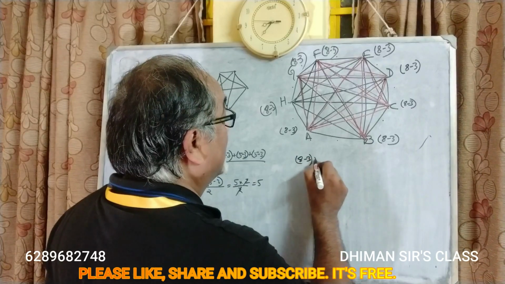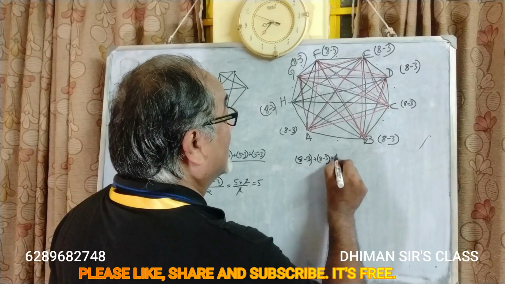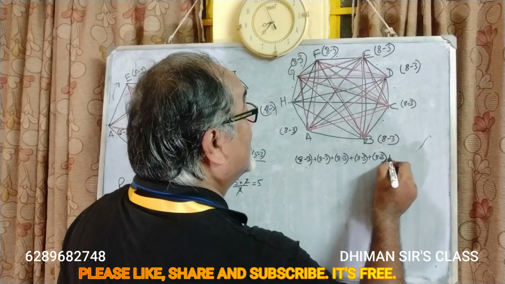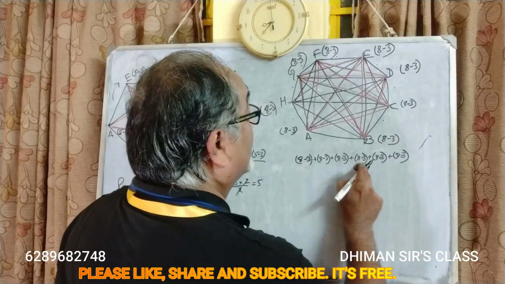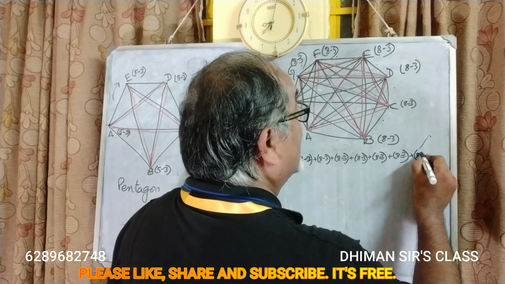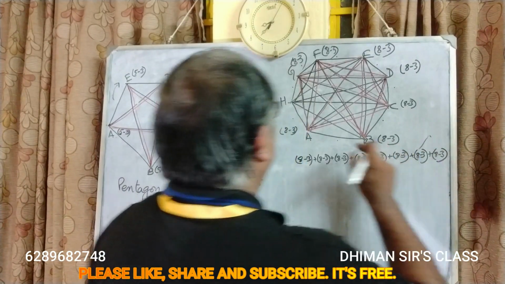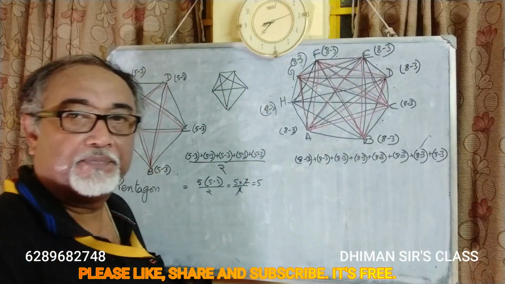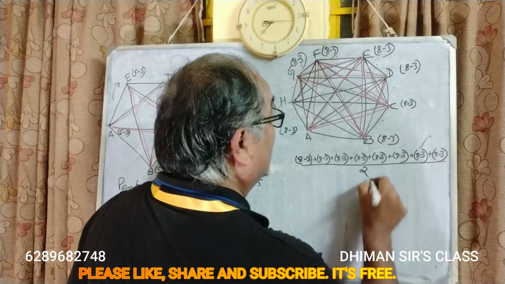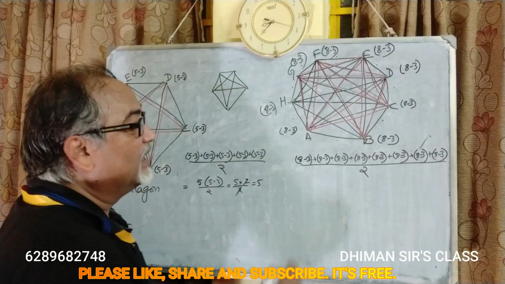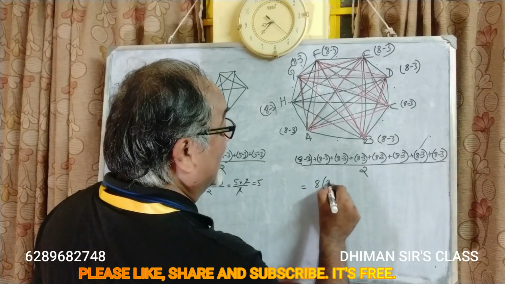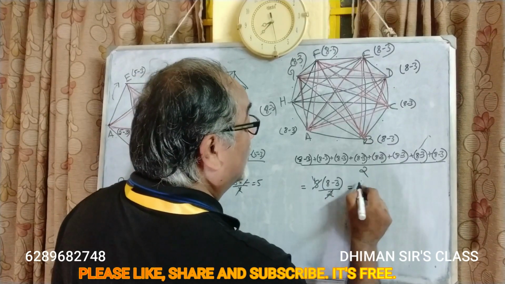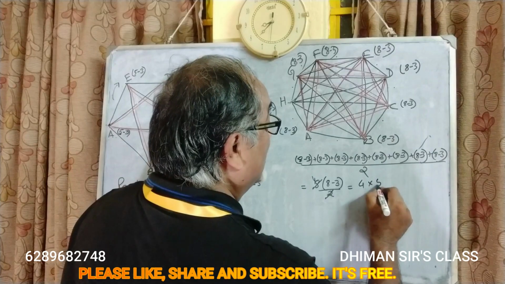8 minus 3 plus 8 minus 3 plus 8 minus 3, and so on, for each vertex: A, B, C, D, E, F, G, H. That is 8 times 8 minus 3. Each diagonal is repeated twice, so it is equal to 8 times (8 minus 3) by 2, which is equal to 4 into 5, equal to 20.